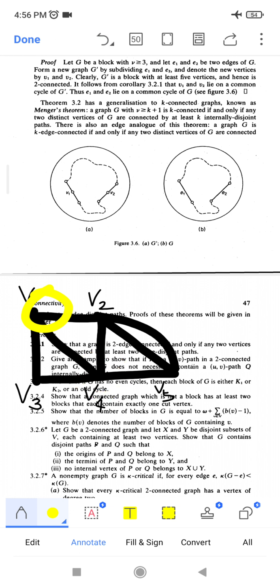What Menger's theorem says is that a graph is k-connected if and only if any two distinct vertices are connected by at least k internally disjoint paths. Note that it is an if and only if condition. This means our graph is two-connected, so by taking any two distinct vertices of our graph, we will get two internally disjoint paths.